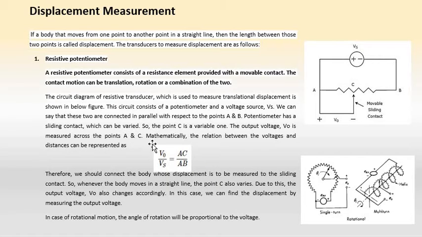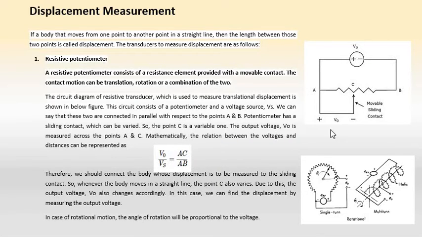That is given over here. You can see V naught by Vs is equal to AC by AB, that is, V naught is equal to AC by AB into Vs. Now AC is the resistance value and it varies depending upon the moving of the sliding contact, and as a result the V naught also varies. So by this relation we can calculate the displacement from the V naught.